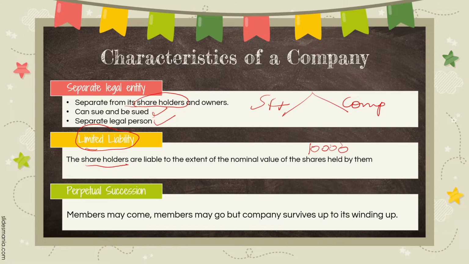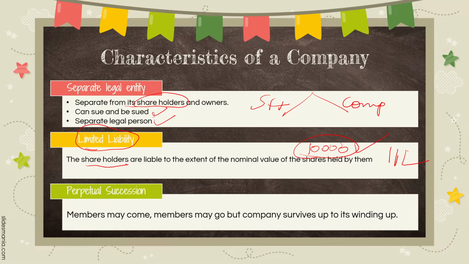For example, the company owes an outsider 11 lakh rupees, right? Can they demand 11 lakhs from me? No, because I am liable to pay only 10,000. The 11 lakhs is not my problem. My problem is only 10,000. That is why I have limited liability over the company, right?